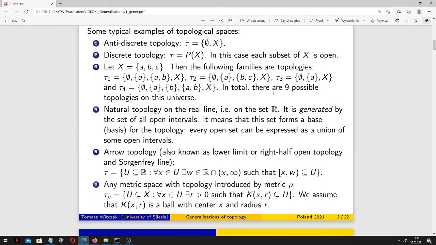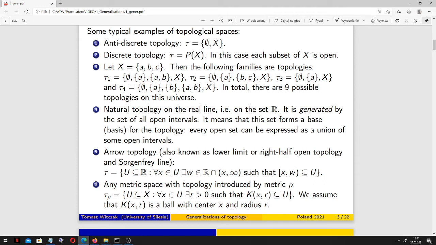Natural topology on the real line is generated by the set of all open intervals. Clearly, each open interval may be considered as an open set. Arrow topology is also based on the idea of the real line. However, it's different from natural topology, as we can see here. It is the right half-open topology.